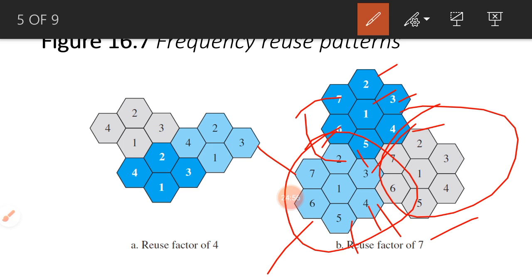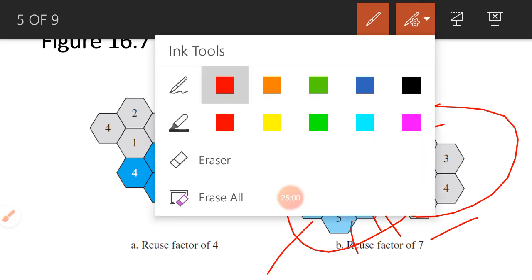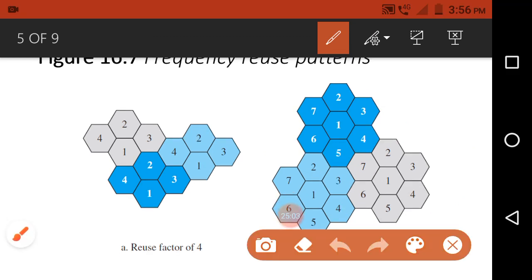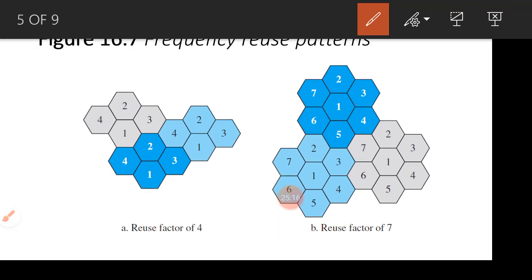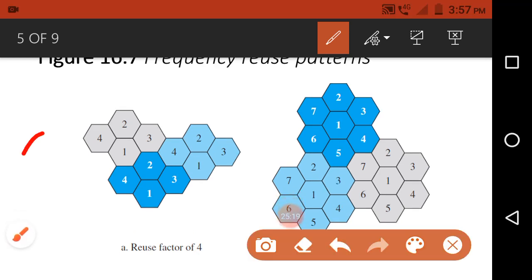The cell which has the same number has the same set of frequency values; this 7 has the same set of frequency values as these 7s. You can take 2; these also have the same set of frequency values. In this case we have to use two cells to separate the cells which are using the same set of frequency values, that is, the cells which have the same number.